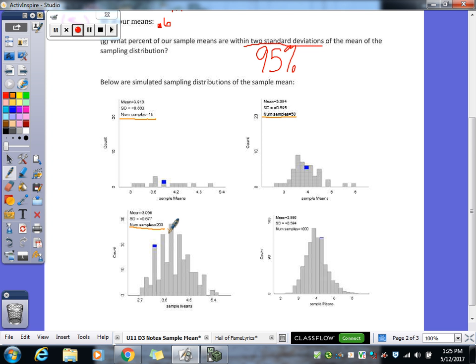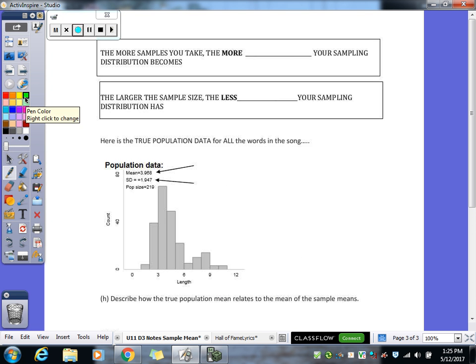So then I changed it to 200 words. And then 1,000. So our shape there becomes a little bit more what as we go? Normal. This is what we talked about last time. So the more samples you take, the more normal your sampling distribution becomes. Because what happens is the more samples you take, the more and more likely you are to actually have your true mean in there somewhere.